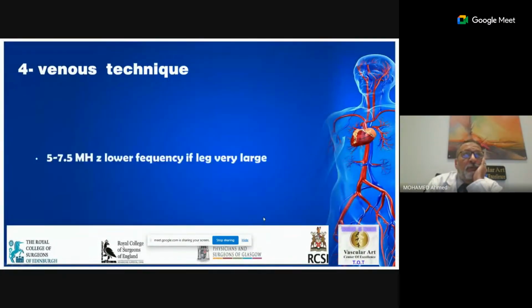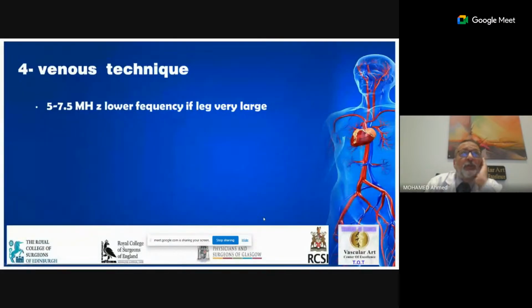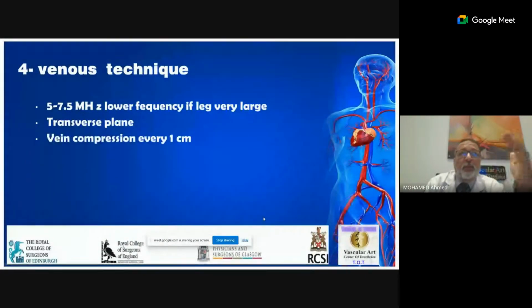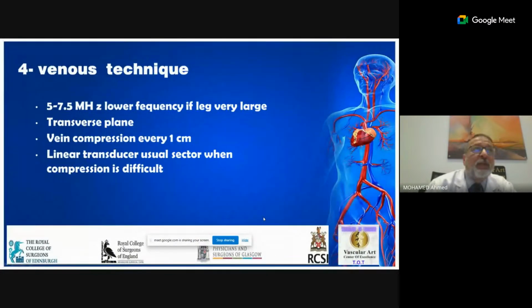Number four, venous technique. You must use two probes, linear probe and abdominal probe. Linear probe from the groin down, and use a transverse plane to do compression, and you can use longitudinal plane. And we will show this on the patient over the next session. Now, vein compression every 1 centimeter, sometimes every 2 centimeters, not necessarily one. By vein compression, you can exclude thrombosis.